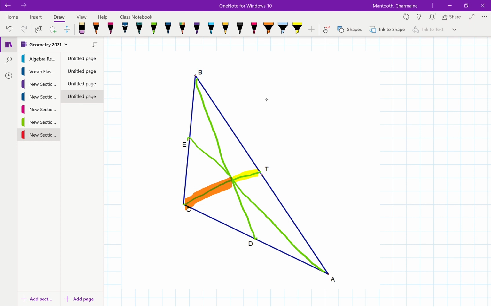If this is 24, this is 12. Okay, so that's the relationship between the two pieces as measured from that centroid. But if I look at the entire median, it is 36. The short part is 1/3 of 36, or 12, and this is 2/3 of 36. So when I compare a piece of that median to the total, it's either 1/3 of the total or 2/3 of the total. So that is what we did with medians.